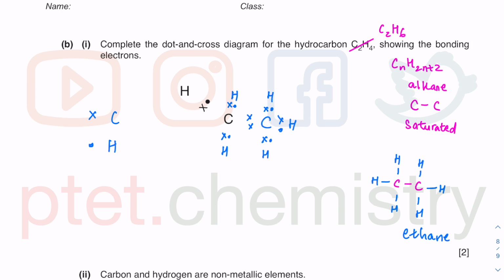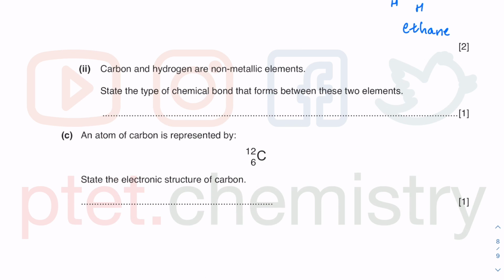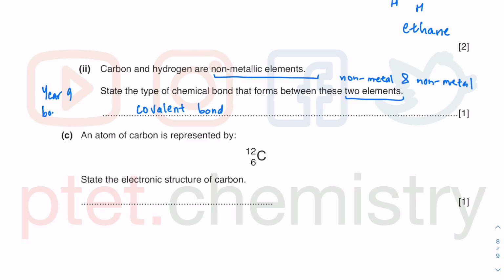Carbon and hydrogen are non-metallic elements, so it is non-metal and non-metal, basically between carbon and hydrogen. What do you call that type of bond? That is called a covalent bond. This is from year 9, under the bonding concept, between non-metal and non-metal.